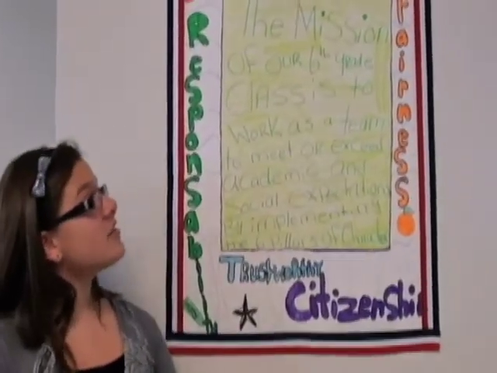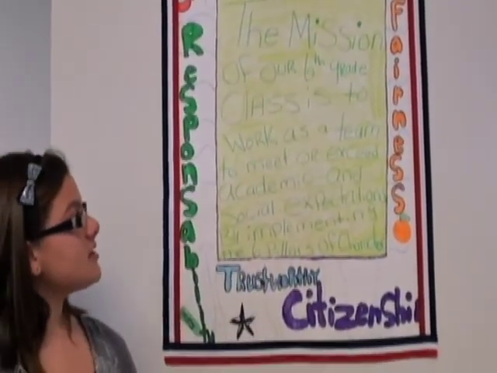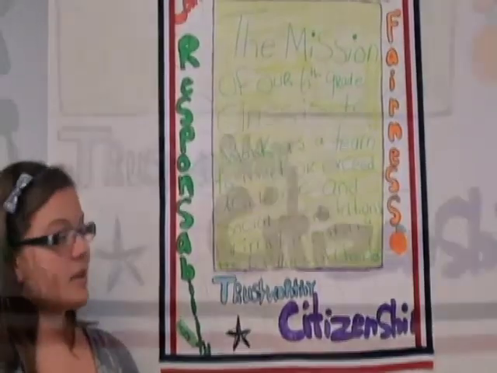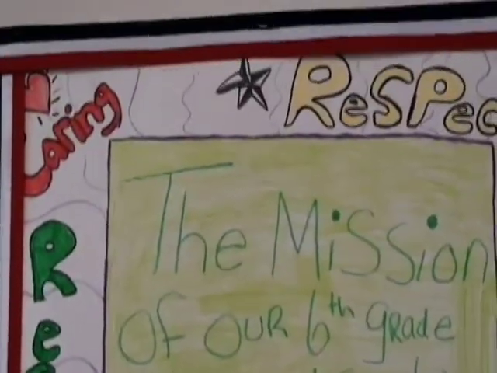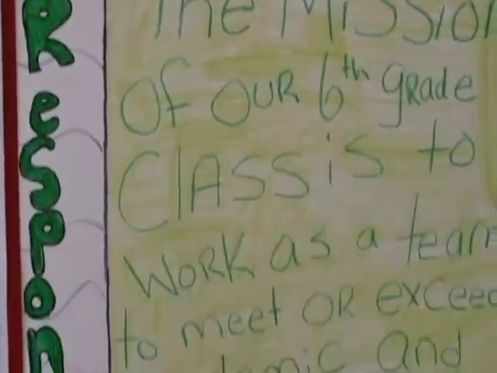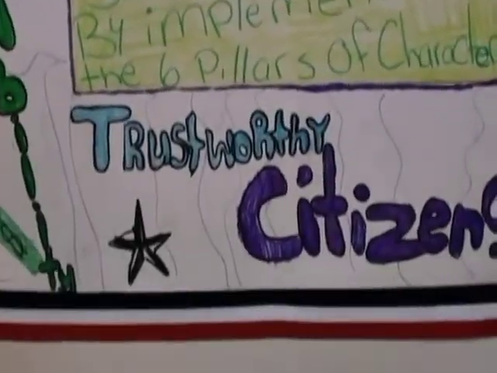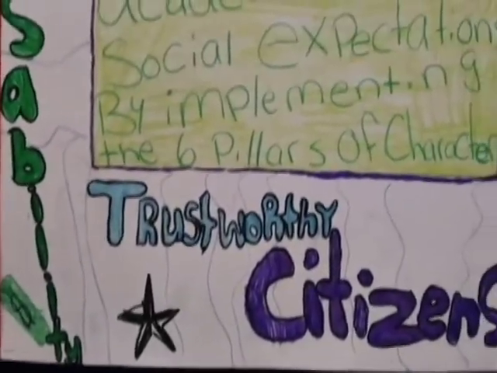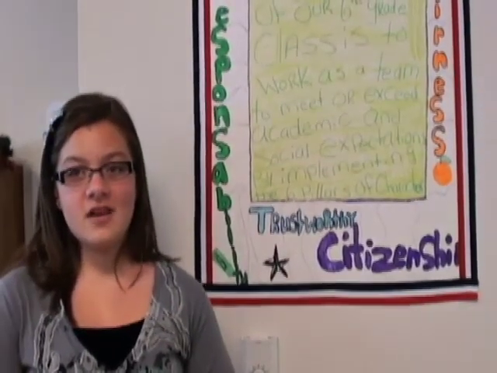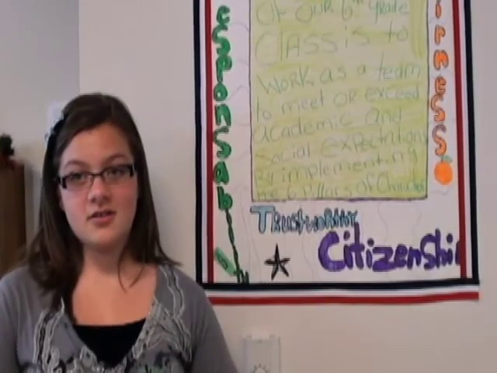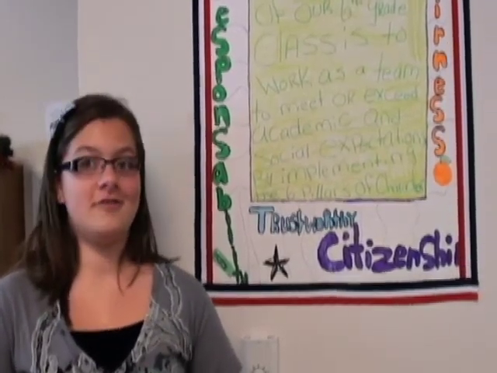The mission of our 6th grade class is to work as a team to meet or exceed academic and social expectations by implementing the 6 pillars of character. We made a plus and delta chart that we would list all the things that is better for our learning environment and the things that will hurt us to make things harder.